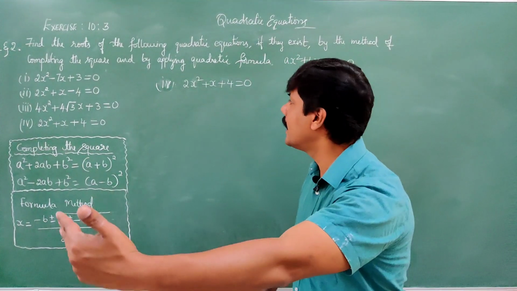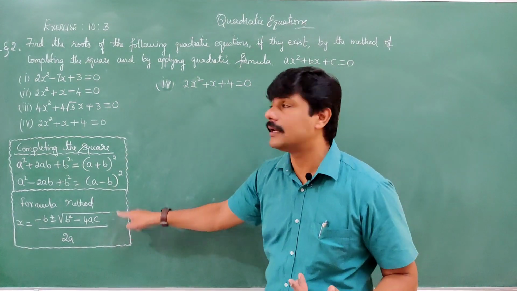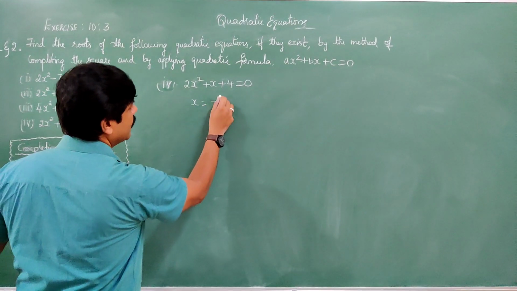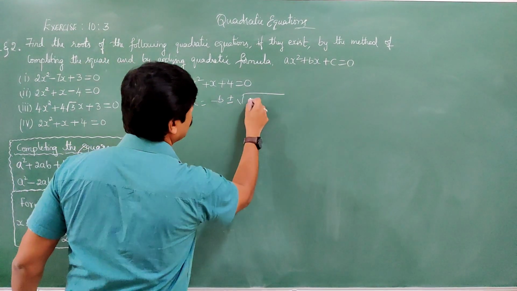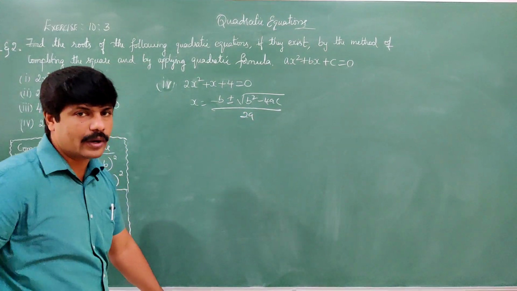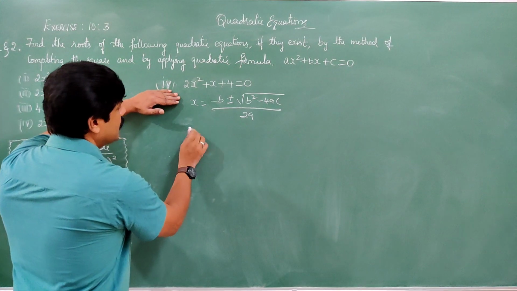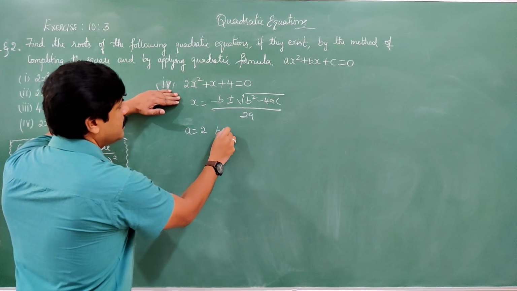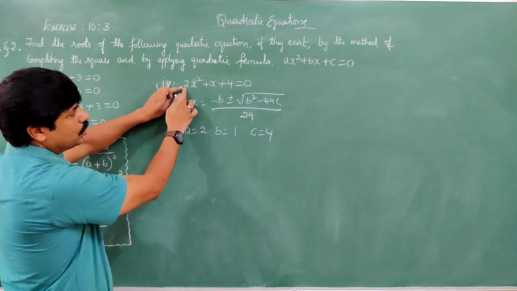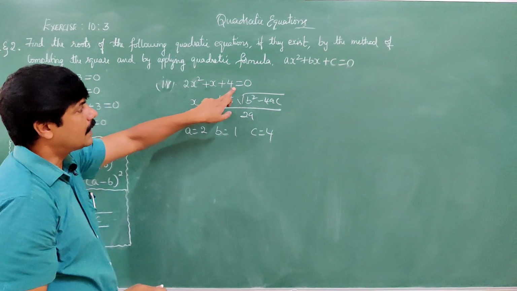Before jumping into the third main, we will find the roots of this equation by the formula method, to see whether they exist or not. Okay. Formula method. x is equals to minus b plus or minus square root of b square minus 4ac by 2a. This is the quadratic formula. Compare this with the standard equation so that you will get a is equals to 2, b is equals to 1, c is equals to 4. A is equals to 2, b is equals to 1 because the coefficient of x is 1. Understand? C is equals to 4.